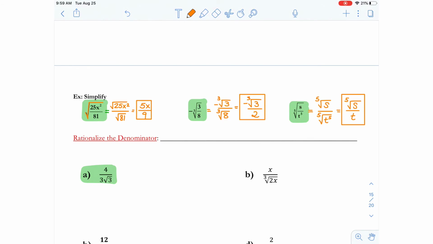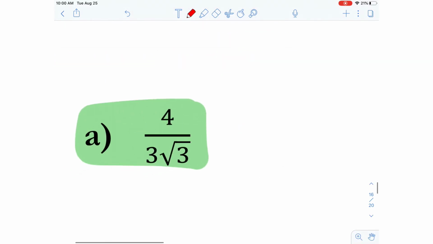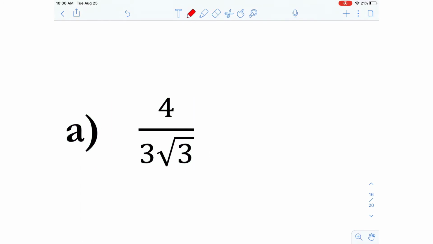Now, rationalizing with higher indexes is a, whoops, there's the bell, is a thing, okay? You guys need to learn how to do that. It's not as cut and dry, but you guys have done it before with radicals, like just square roots. So I'm going to remind you how you did that in Algebra 1.